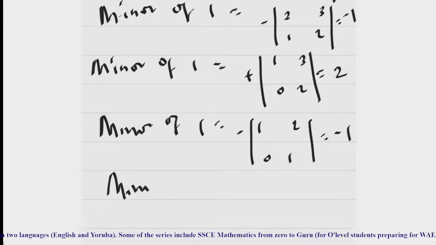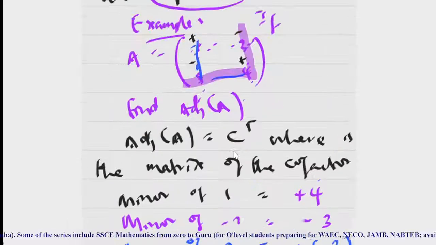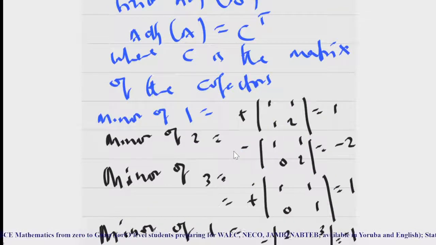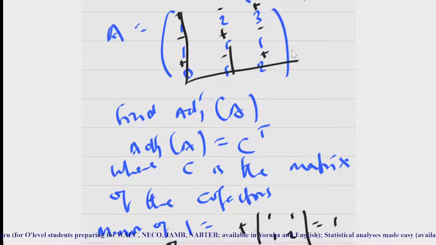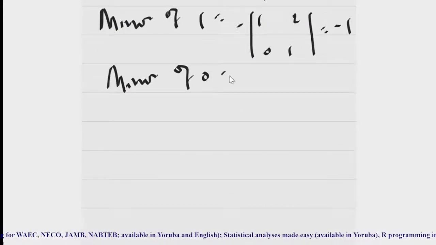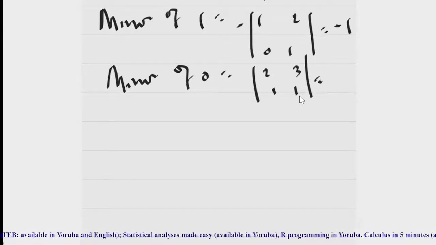What is the next one? That is 0. The minor of 0 is obtained by clearing the row as well as the column. We have 2, 3, 1, 1. That's going to give me 2 times 1, 2 minus 3, which will give me minus 1. And you have positive here, so you have minus 1 here as well.